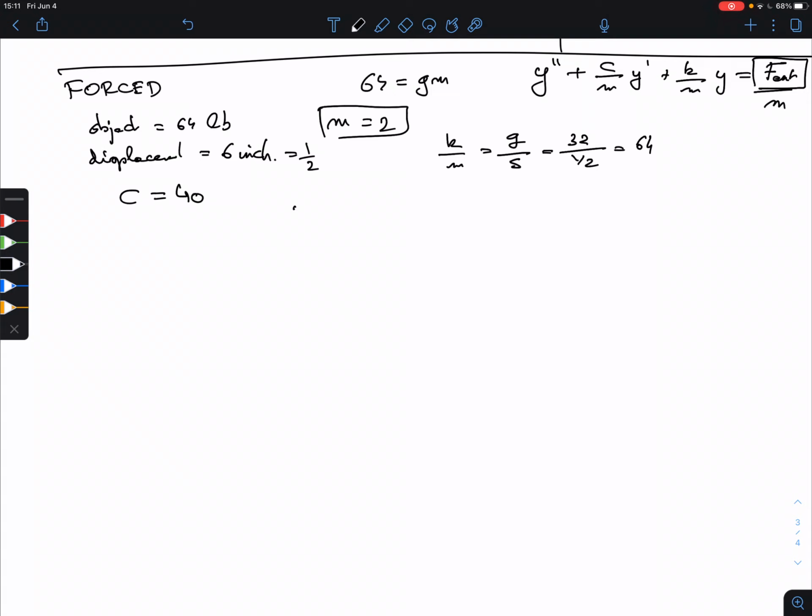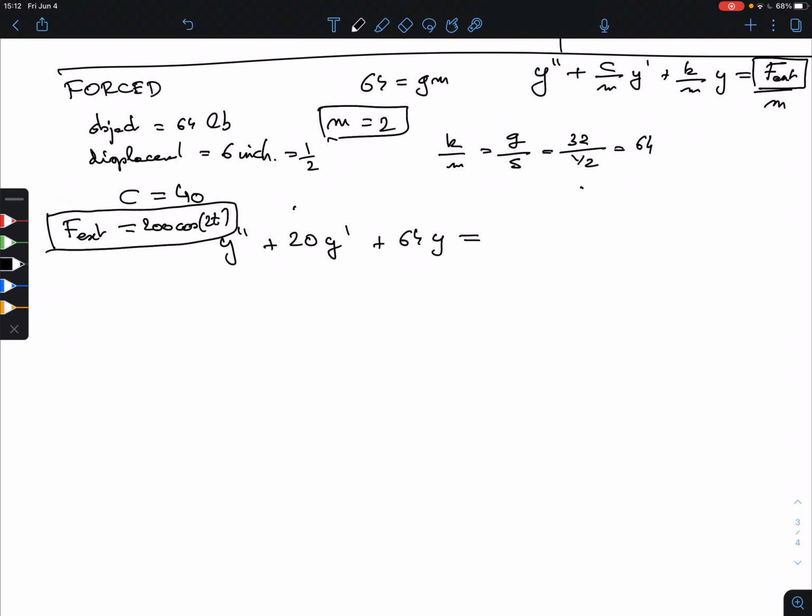So C is 40, M is 2, and k over m is 64. So our equation is y double prime plus C divided by 2, that's 20 y prime, plus k over m, which was 64, y equals, and now I'm going to tell you the force. Let me put this here, the external force I'm going to make equal to 200 cosine 2t. Okay, this is going to be my force.